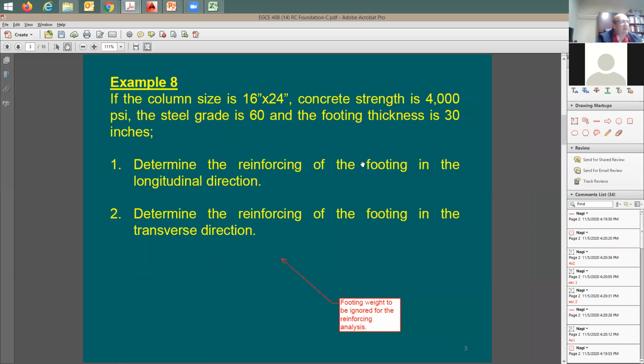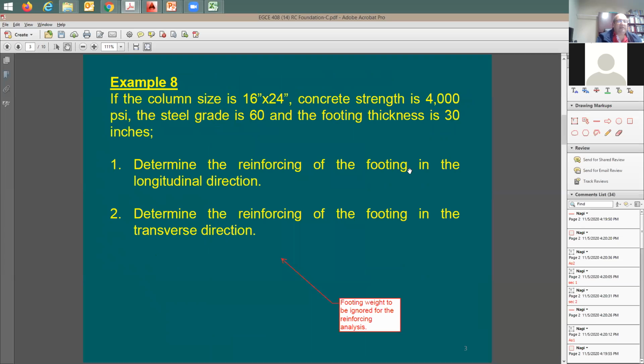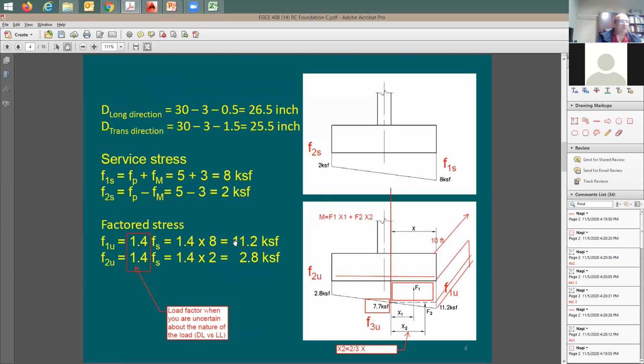Now, if you look at these two values, it just says service, but you don't know how much is dead load and how much is live load. So in a case like this, and we have a very good example for it, to take it from the service to the ultimate, you just divide by 1.4, which should be enough, because we don't know exactly how much is dead load and how much is live load. So an average value that makes sense is going to be 1.4, between 1.2 and 1.6.